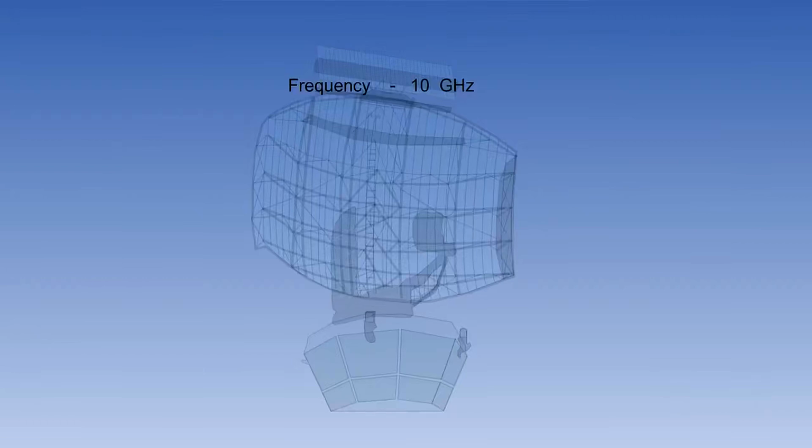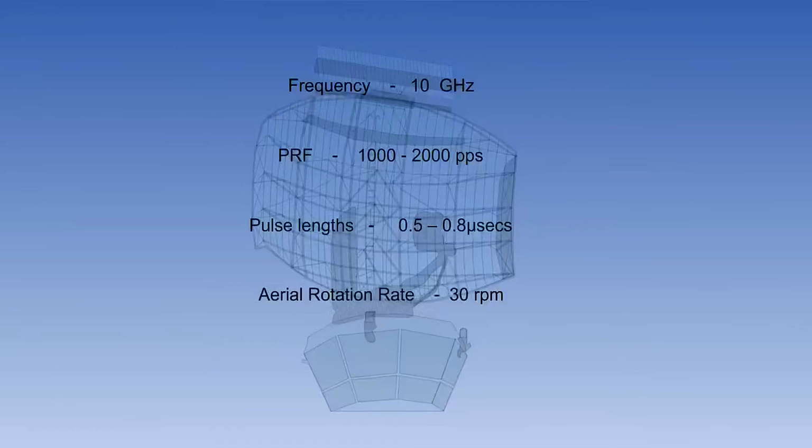A normal frequency used for these types of radar is around 10 GHz. PRFs are 1 to 2000 pulses per second. Pulse lengths are between 0.5 and 0.8 of a microsecond. Aerial rotation rates are about 30 rpm. They normally give a maximum range of 20 to 30 nautical miles.